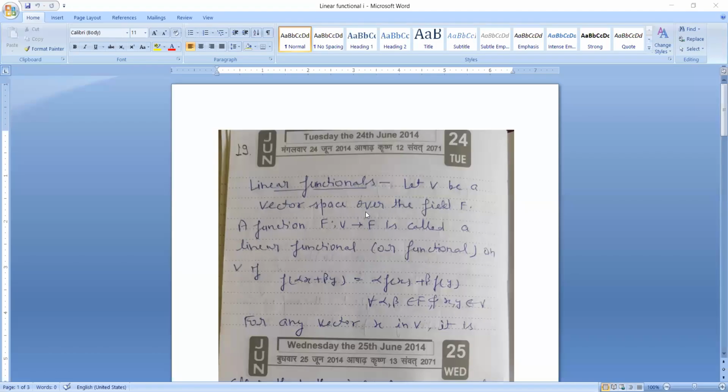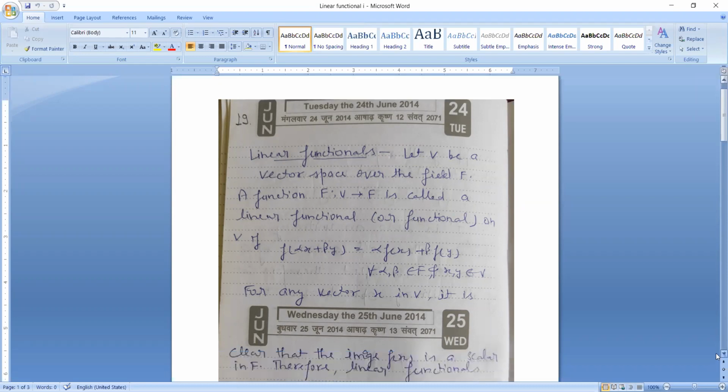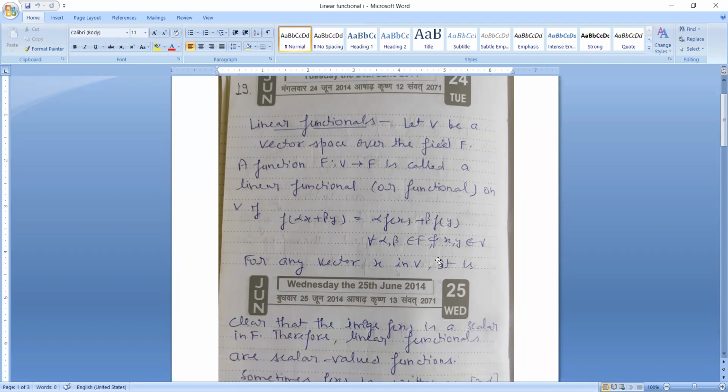What is a linear functional? Let V be a vector space over the field F. A function f from V to F is called a linear functional, or a functional on V, if f of alpha x plus beta y is equal to alpha f of x plus beta f of y for all alpha, beta belonging to F and x, y belonging to V.